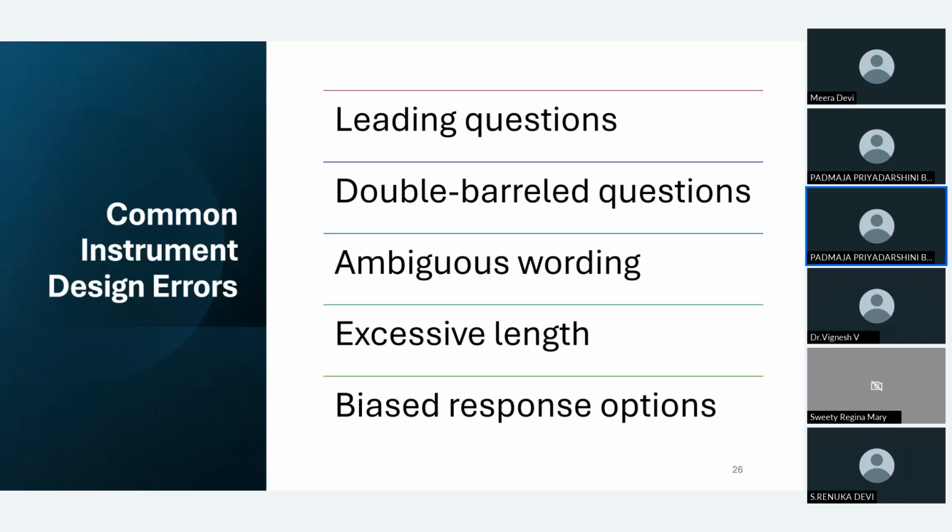Ambiguous wordings, so confusing, using a lot of high jargon or confusing words, and excessive length. When the statement is too lengthy, it is not easy for any person to process the statement in their mind and try to answer. And also biased response options. So we will try to make the respondents get biased, so our options will be so biased.